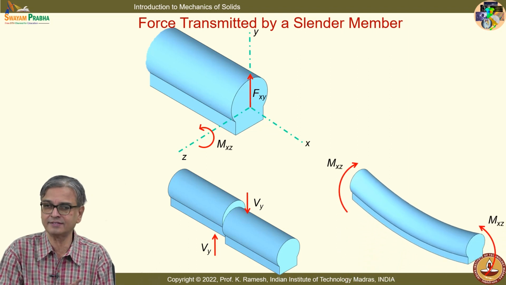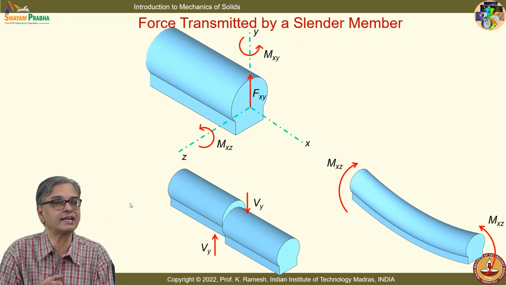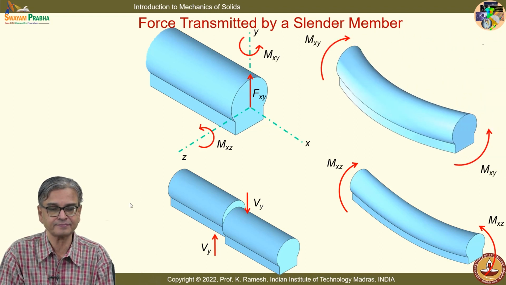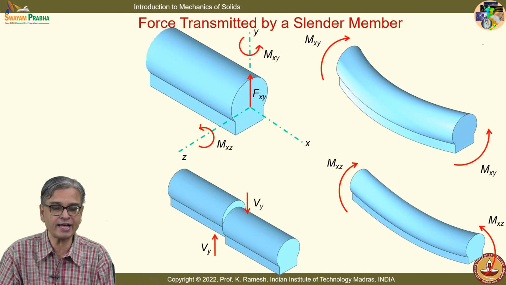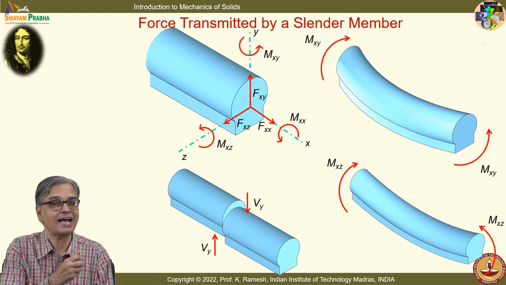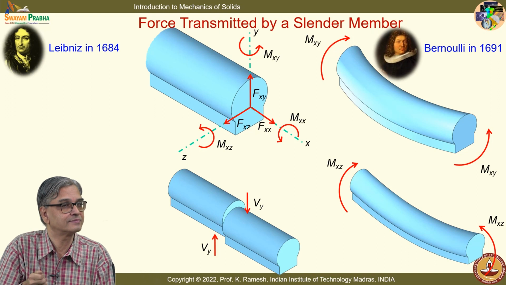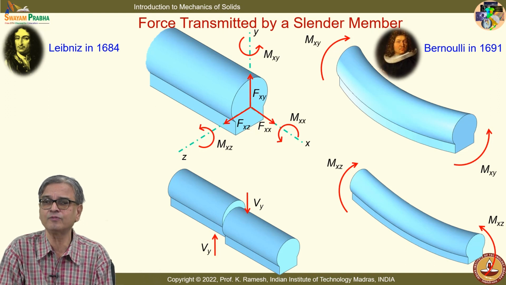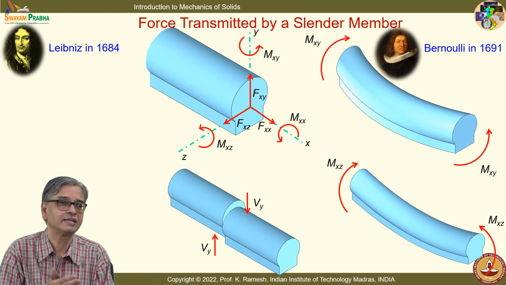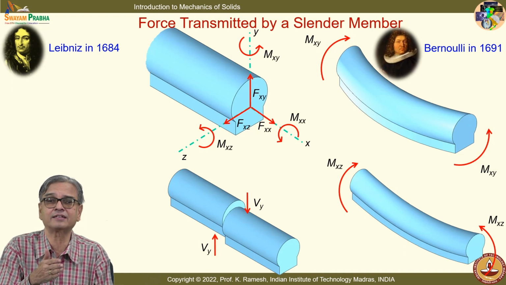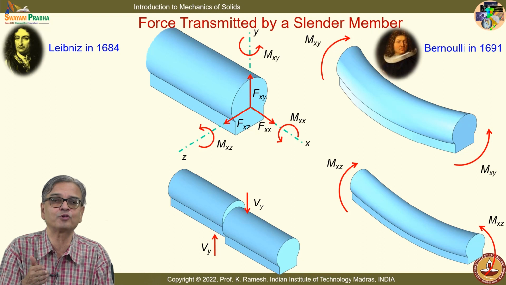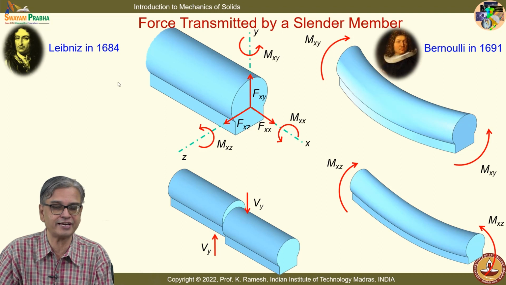It can bend about one axis. If I have the moment in the other direction, it can also bend about the other axis. And in addition, it can also have another shear force as well as axial tension or compression or a twist. This is what we understand now, but if you go back to history, at that time they were really feeling that these arbitrary sections can support tensions. That is the way they started, and the credit goes to Leibniz in 1684 and Bernoulli in 1691.